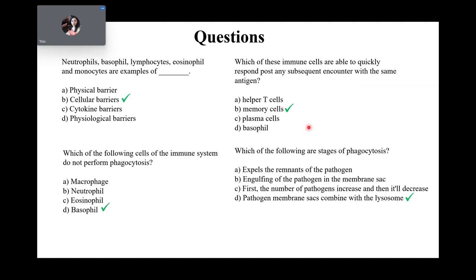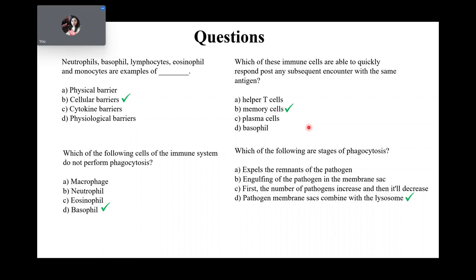So the first answer is cellular barrier, because physical barriers and physiological barriers are different. Physical barriers are the skin, physiological barriers are the mucous membrane and the gastric acid. Cytokine barriers are the cytokines, so they are interferons, interleukins. So cellular barriers are these cells which are involved in the defense against pathogens, and the cells responsible for the subsequent encounter are memory cells, because they retain the memory of the antigen.